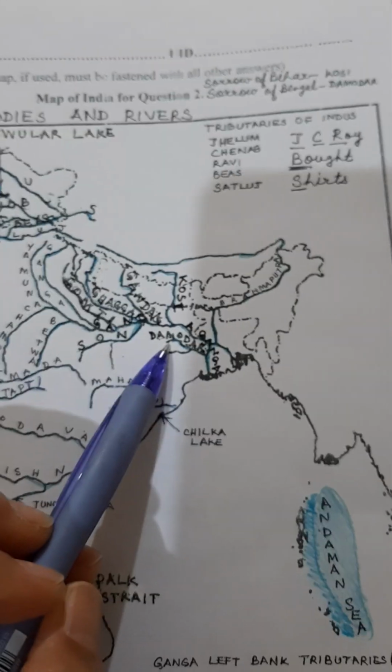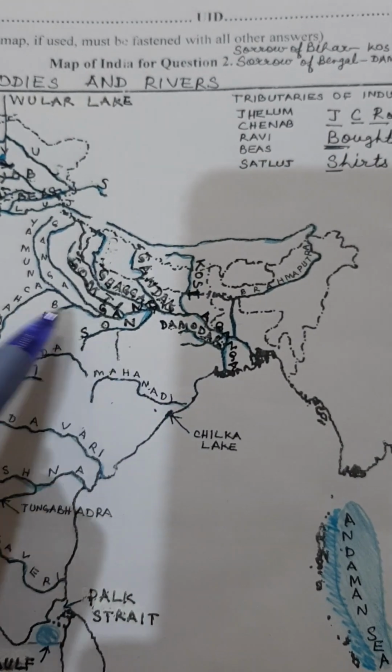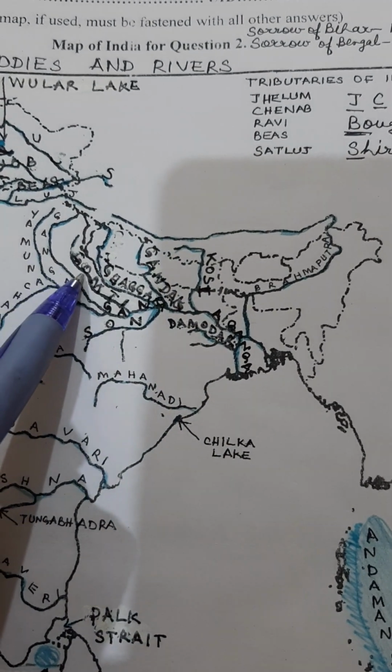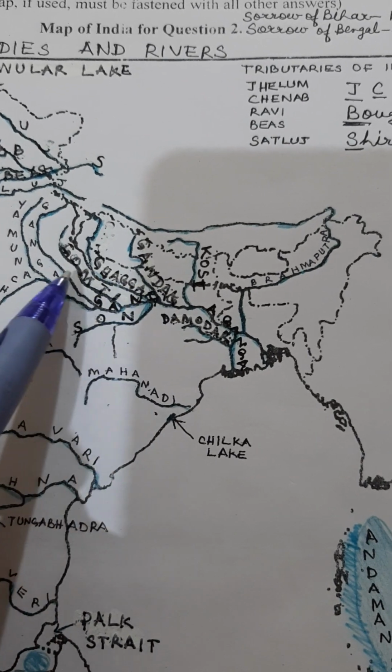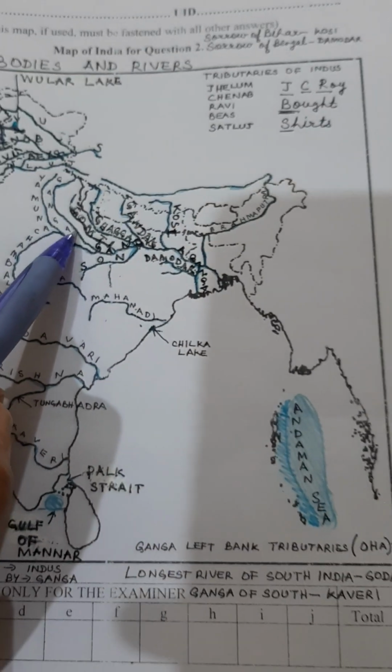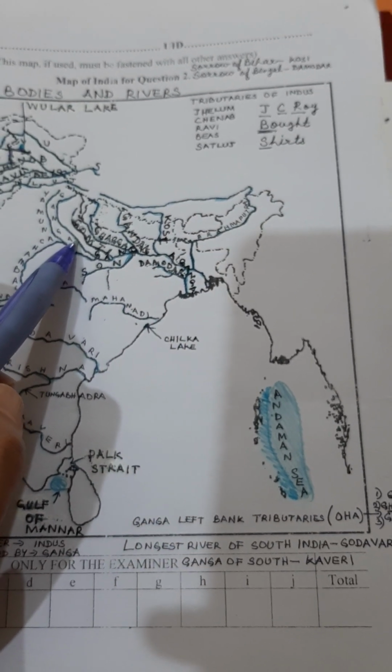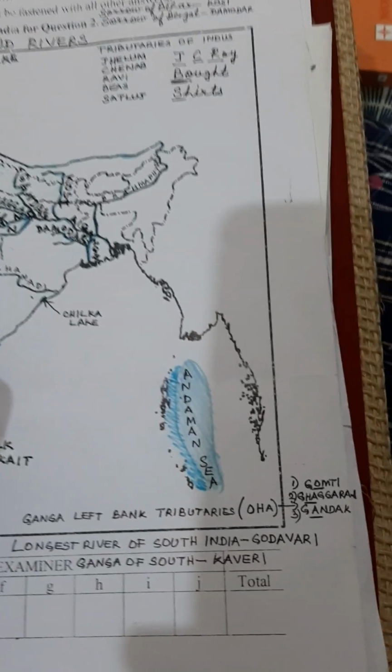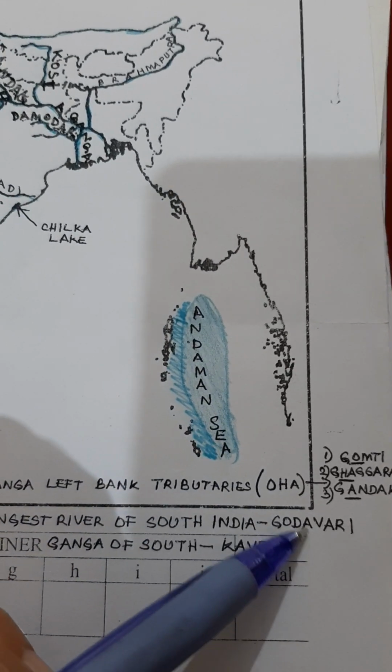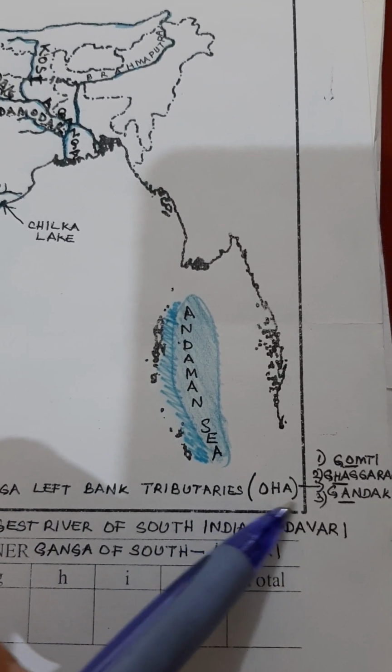Okay, now one important thing here, how do I learn the tributaries of Ganga? All these tributaries, their names are starting with G. So I have devised a way to learn this. So you will notice here I have used a mnemonic, OHA.